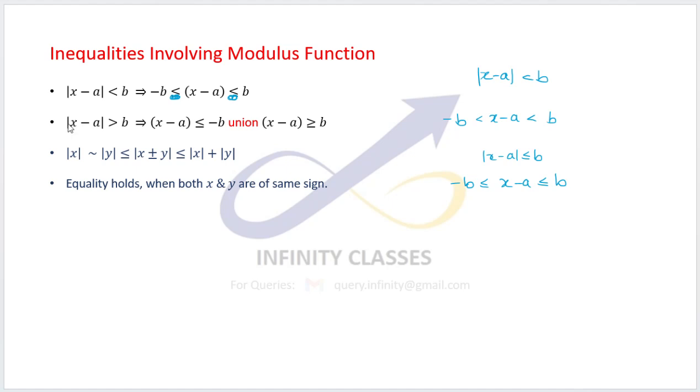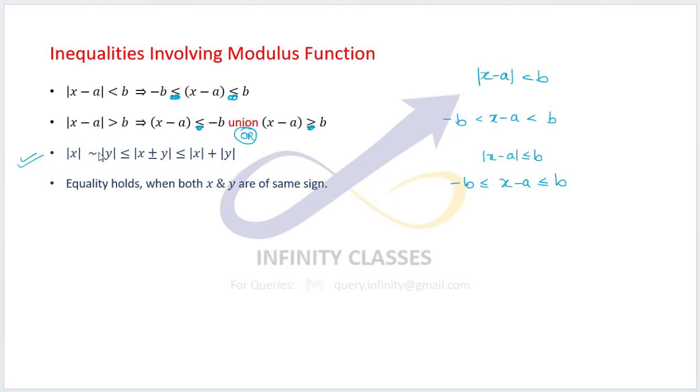Now for mod of x minus a greater than b, again there won't be an equal to sign here. x minus a will be less than minus b, or, which is a union, x minus a is greater than b. So we have to be very careful. x minus a has to be less than minus b, or x minus a has to be greater than b. This is also a very important inequality in itself to solve a lot of problems. This part is called the triangle inequality, and this is a very important concept. We should always remember this.